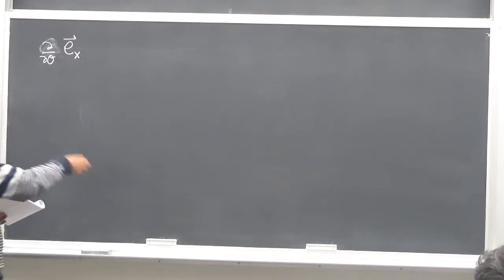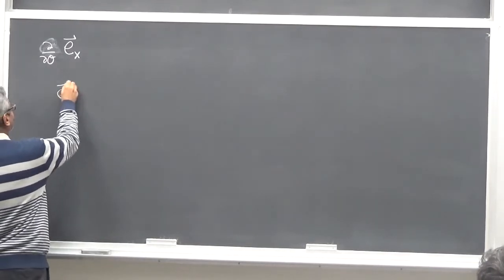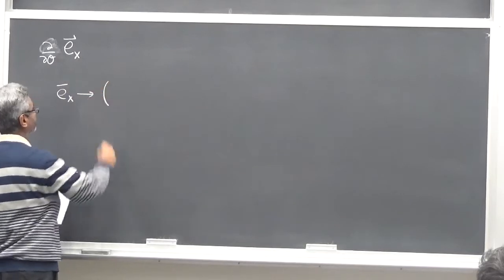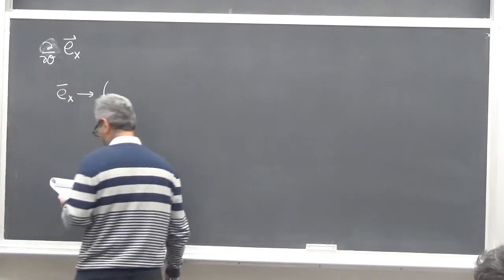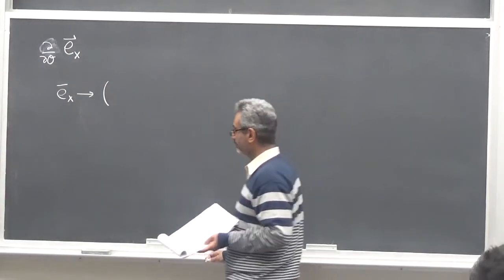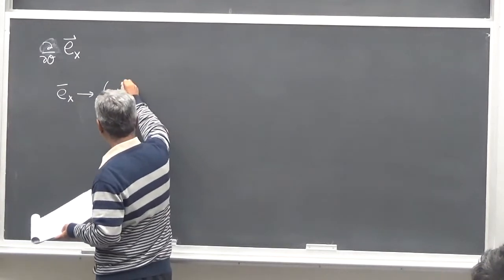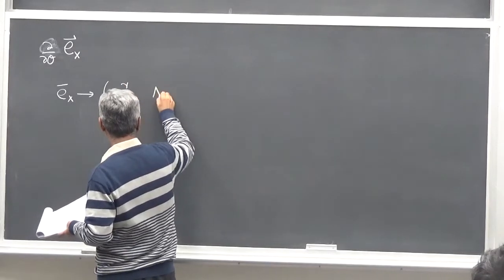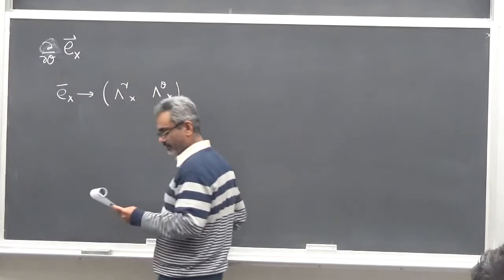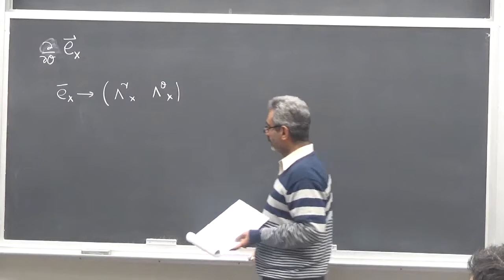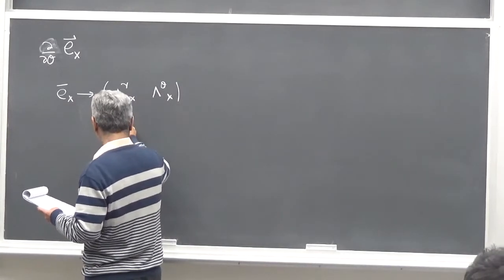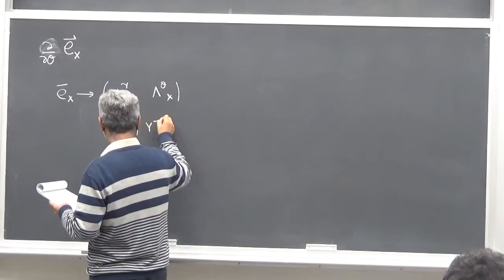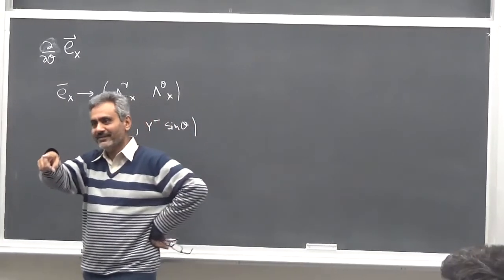What is EX in polar coordinates? What are the components of EX in polar coordinates? It should be lambda R x and lambda theta x, right? Yeah, so this is cos of theta, R inverse.